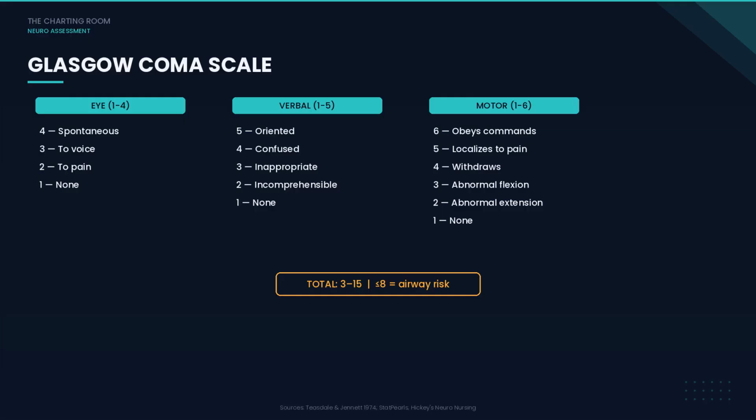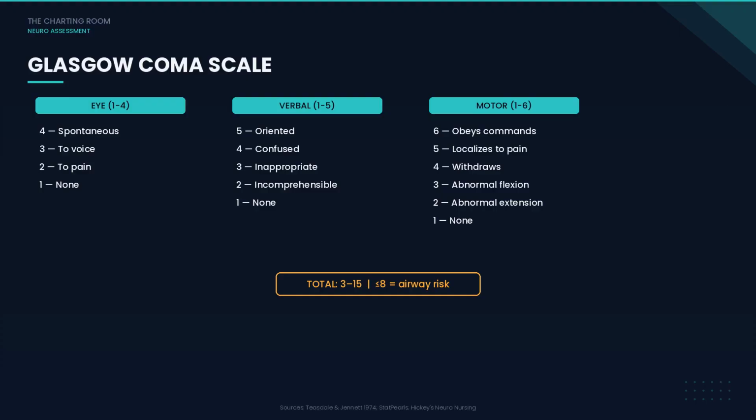Eye-opening is scored 1 to 4. 4 is spontaneous, eyes open on their own. 3 is opening to voice. 2 is opening to painful stimulus. 1 is no eye-opening at all. Verbal response is scored 1 to 5. 5 is oriented and appropriate. 4 is confused conversation. 3 is inappropriate words. 2 is incomprehensible sounds. 1 is no verbal response.